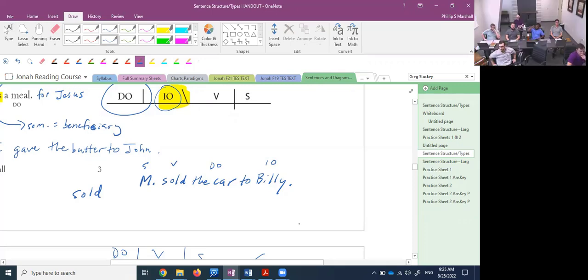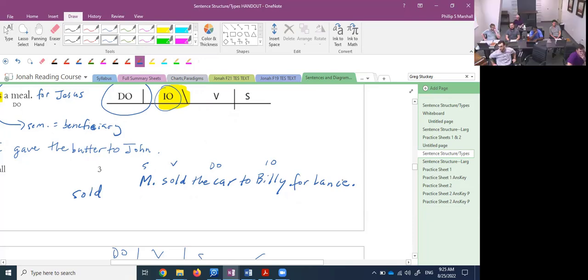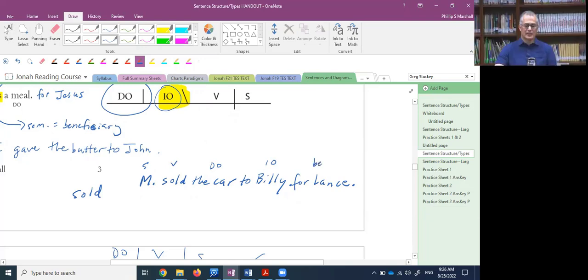All right. Now, let's say Mike has a brother named Lance. Mike sold the car to Billy for Lance. Now, what semantic role does Lance have here? Is he the indirect object? He's simply the beneficiary, right?